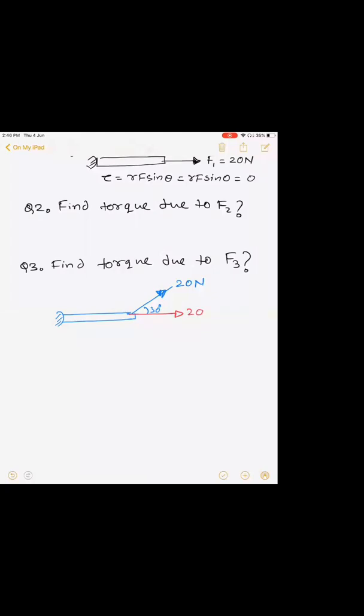20 cos 30, or 20 sin 60, or 20 sin 30? It will be sin 30. Which component of force will make the rod rotate? Simple, this component, right? Because torque is force into perpendicular distance. Let's take this force, and perpendicular distance is 1 meter. And torque due to 20 cos 30 will be 0.